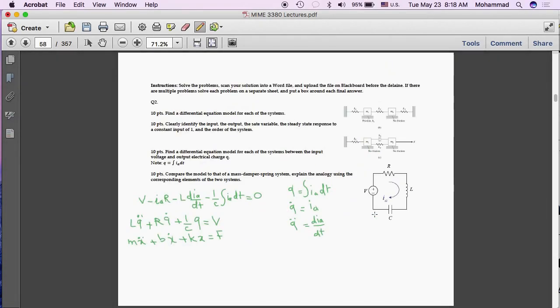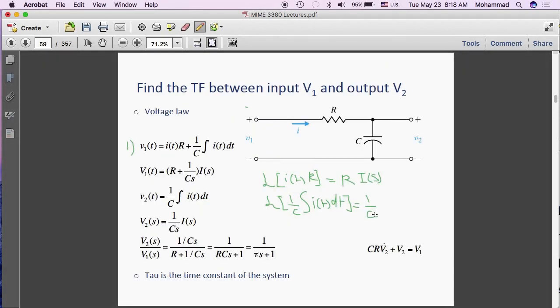So what will happen then? The integral is going to turn into 1 over s multiplied by I(s). 1 over C is the constant, and the effect of the integral will turn into 1 over s, I(s), which is now the Laplace transform of I(t). So we talked about two of the elements.